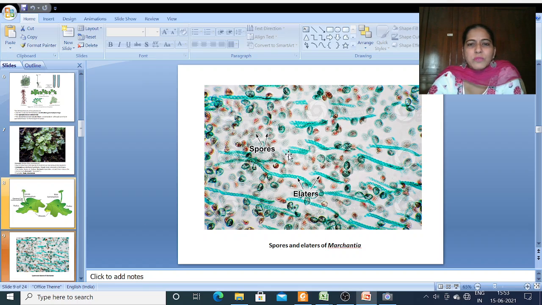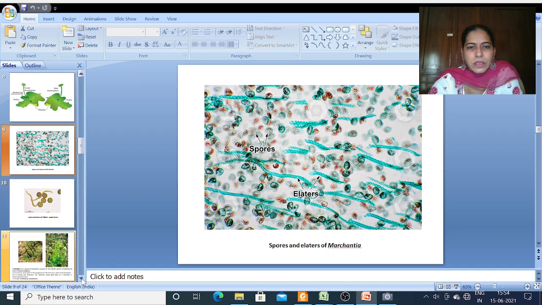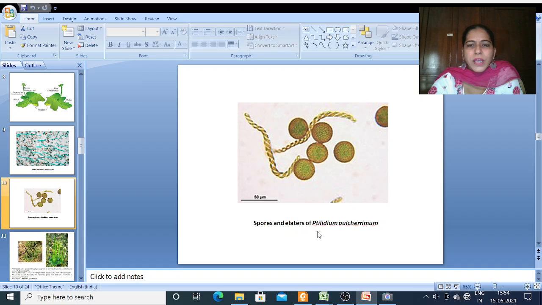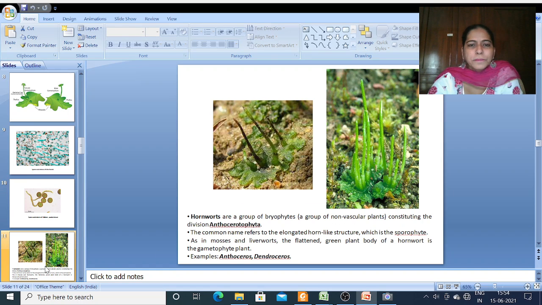Here I am showing the spores and elaters of Marchantia. The orange stained are the spores, and these elongated, spirally coiled structures are the elaters. These are useful for the dispersal of the spores due to their hygroscopic movements. Now here we have the spores and elaters of Targionia, also a member of the Marchantiales.